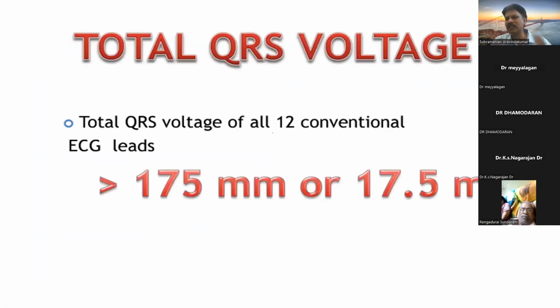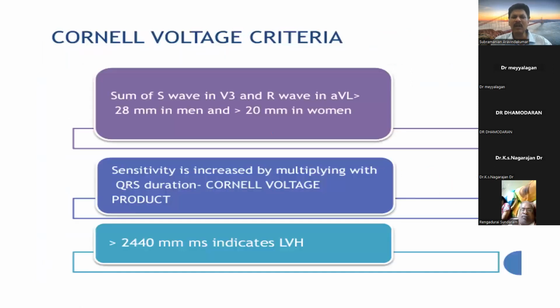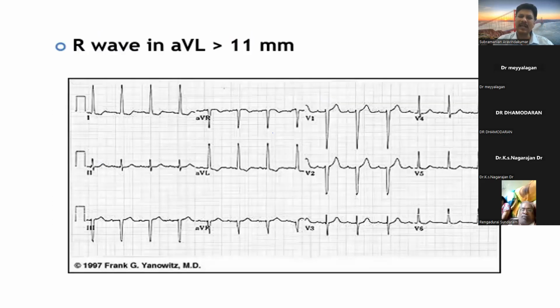So total QRS duration is much more compulsory. You have to add everything. More than 175, you need not. The other criteria are much easier. The Cornell voltage criteria is another criteria. So depth of S in V3 and height of R wave in aVL, more than 28 millimeter in male and more than 20 millimeter in female, we call it LVH. So this is very difficult. We cannot remember every criteria, but this is going to be slightly difficult. Another way of doing it is only the R wave in aVL, more than 11 millimeter, we call it LVH. See, now it becomes easier.